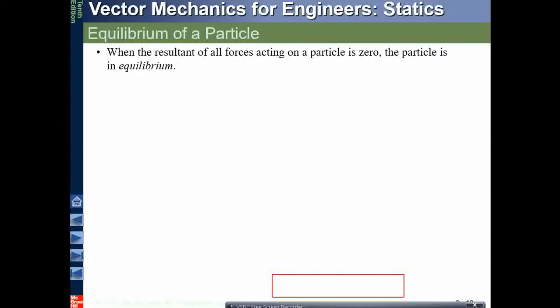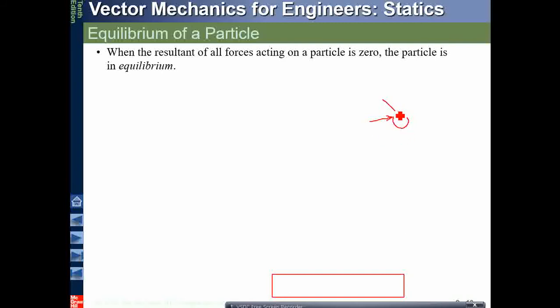Let's see another concept, equilibrium of a particle. When the resultant of all the forces acting on the particle is zero, the particle is said to be in equilibrium. And this is what we are studying, statics. That means if there is a stone, and I'm trying to push this stone with my hand, but I am not able to push it, that means the force is not adequate to push this stone. So this stone will remain in equilibrium.